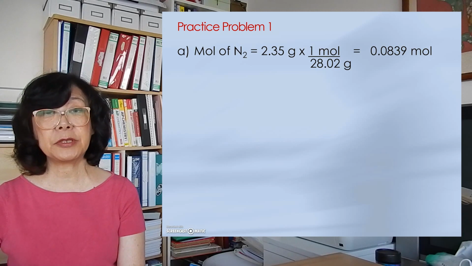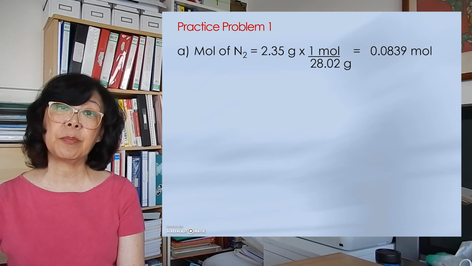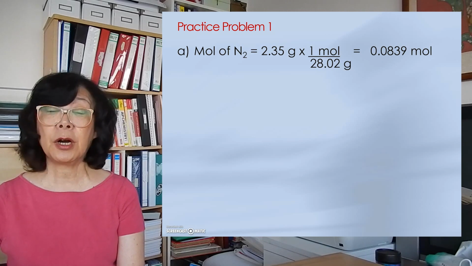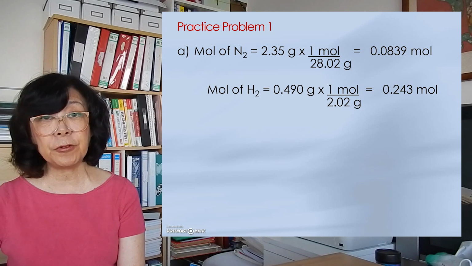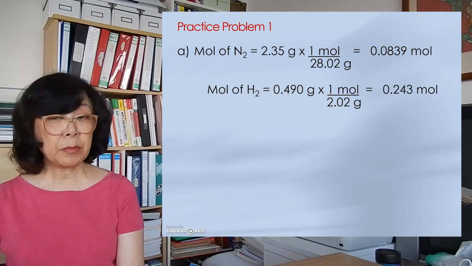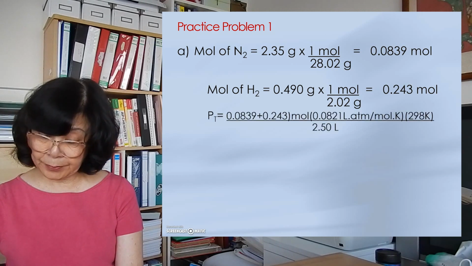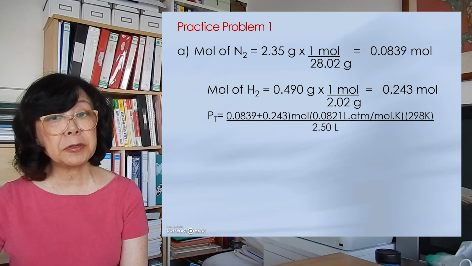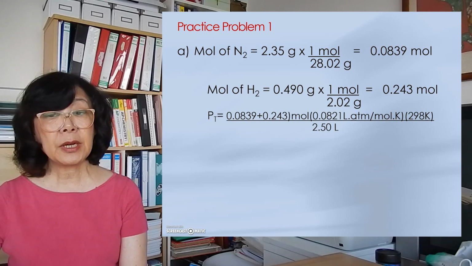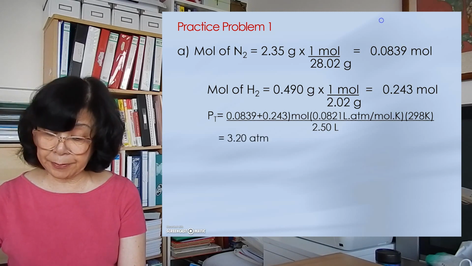First, we calculate moles of nitrogen. Take the 2.35 grams divided by the molar mass. We have 0.0839 moles of nitrogen. Now we calculate moles of hydrogen. Take the 0.490 gram divided by molar mass of hydrogen. We get 0.243 moles of hydrogen. Now to calculate the total pressure, we add up the moles of nitrogen and hydrogen times ideal gas constant times temperature over the volume. We have 3.20 atm.